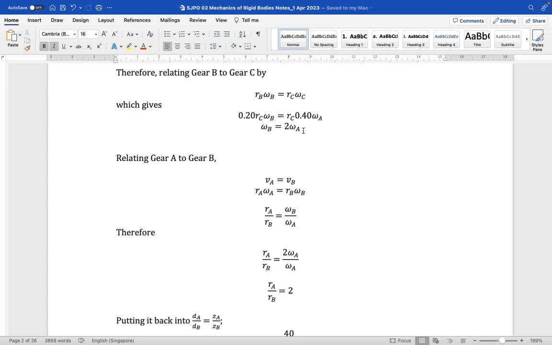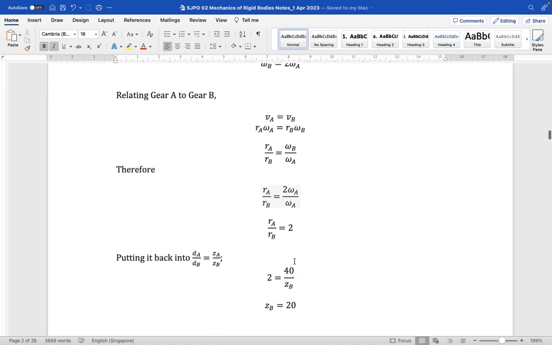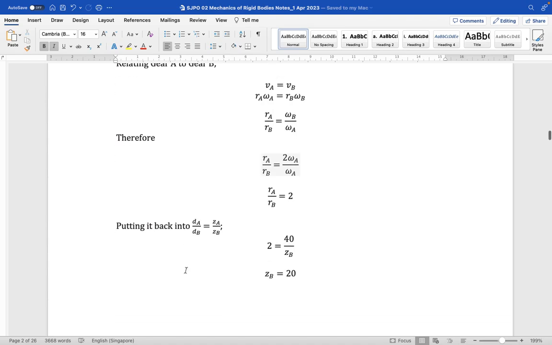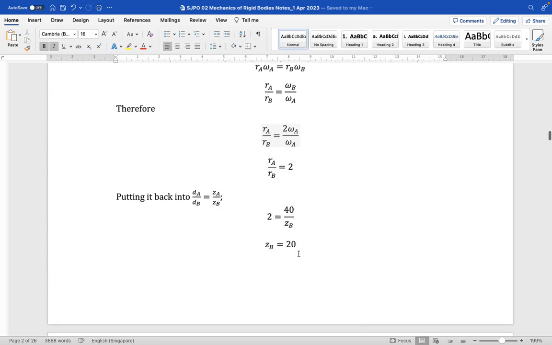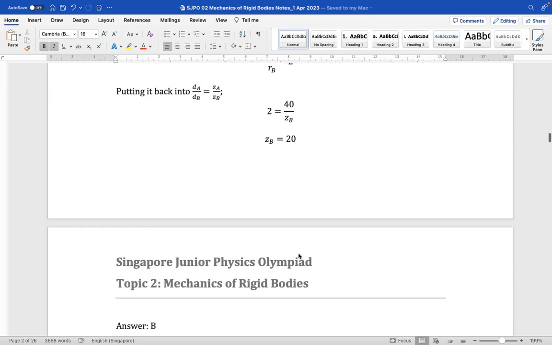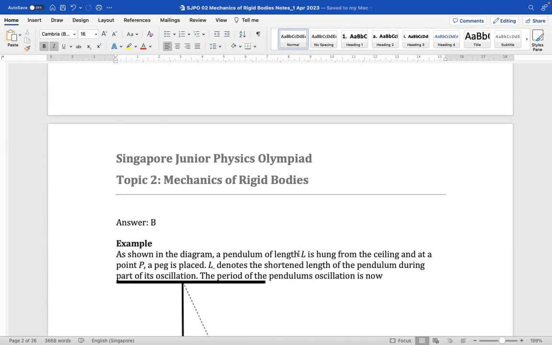We have already established that omega B equals 2 times omega A. We plug that into this formula to realize the radius of A over the radius of B is 2. This tells us a relation between the two radii. That original formula that you saw just now connects the diameter of A over the diameter of B to the number of teeth on A and the number of teeth on B. Noting that diameter is just 2 times the radius, which can then be cancelled out, you can plug that into this formula and realize that the number of teeth that B has is 20, which is answer B.